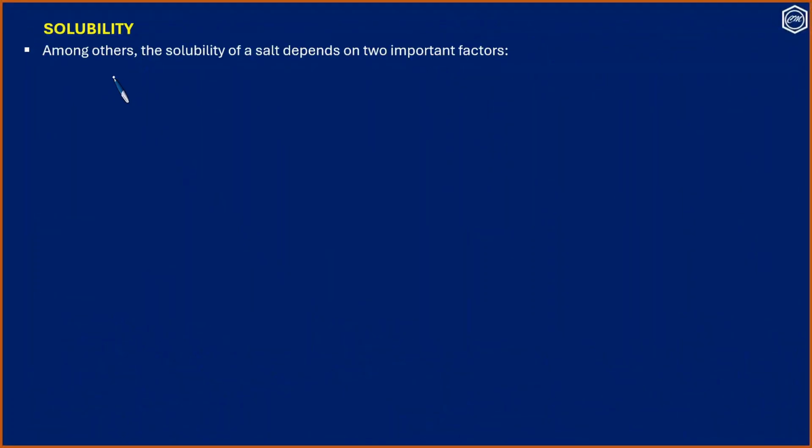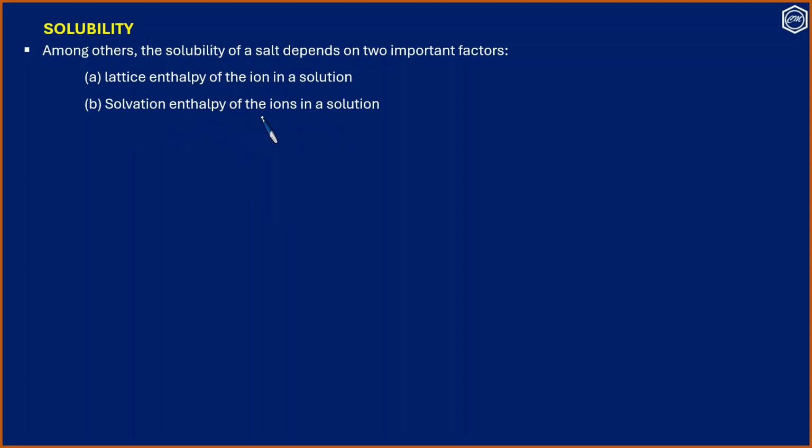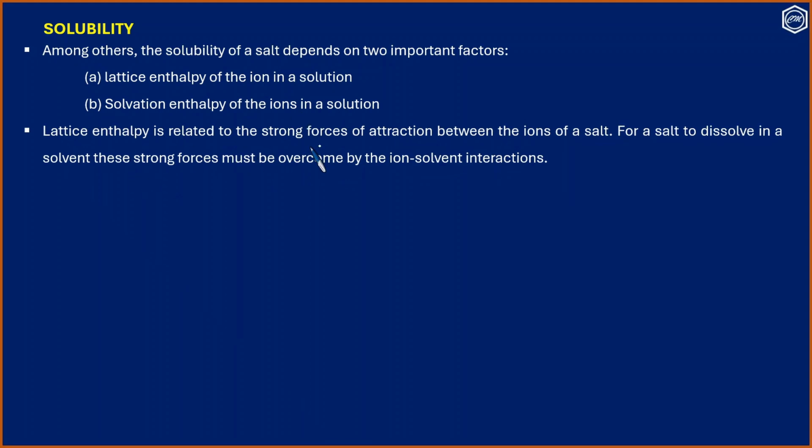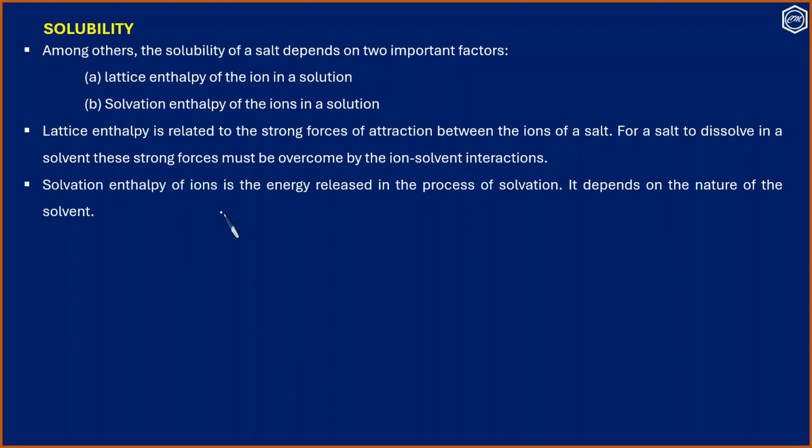Solubility. Among others, the solubility of a salt depends on two important factors: A. The lattice enthalpy of the ion in solution, and B. The solvation enthalpy of the ions in a solution. Lattice enthalpy is related to strong forces of attraction between the ions of a salt. For a salt to dissolve in a solvent, these strong forces must be overcome by the ion-solvent interactions.